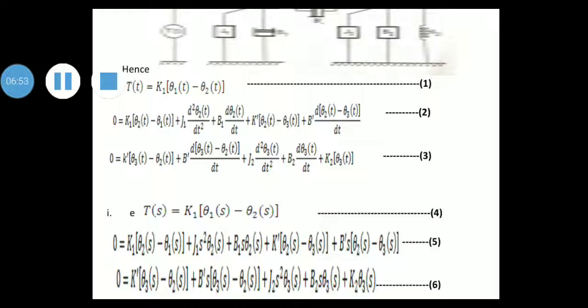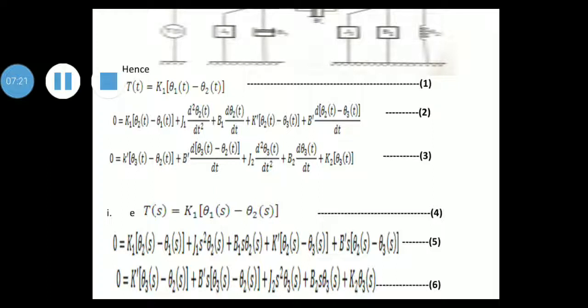So 0 equal to K1 theta 2 of s minus theta 1 of s plus J1 s square theta 2 of s plus B1 s theta 2 of s plus K dash theta 2 of s minus theta 3 of s plus B dash s theta 2 of s minus theta 3 of s. This will be equation 5. Equation 2 and equation 5 are interconverted.